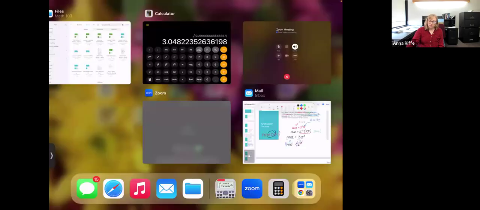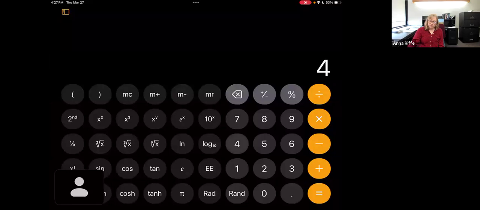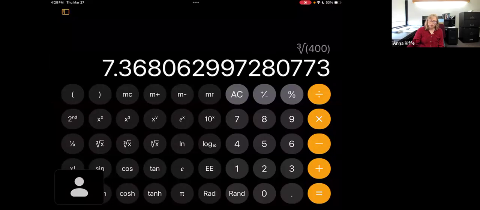Let's use a calculator for that one. Cubic root of 400 is about 7.37. I am just going to leave this number in my calculator because while this is one of the solutions, I need to find the resistance as well as the current. This is just the current.